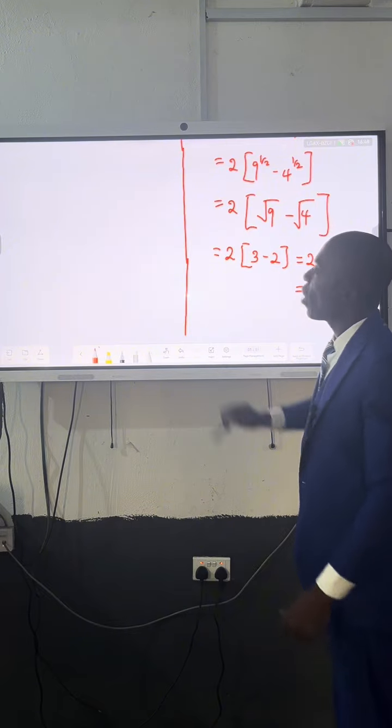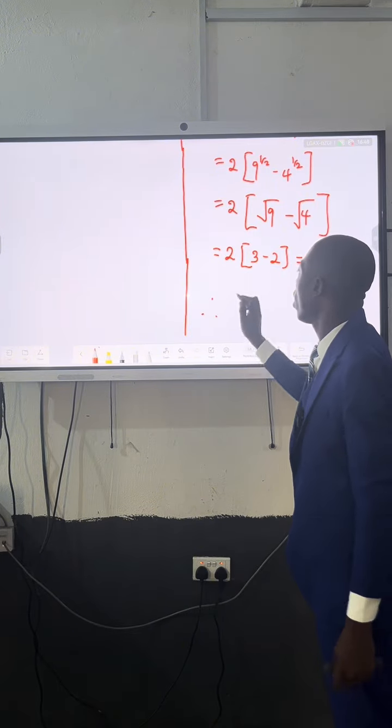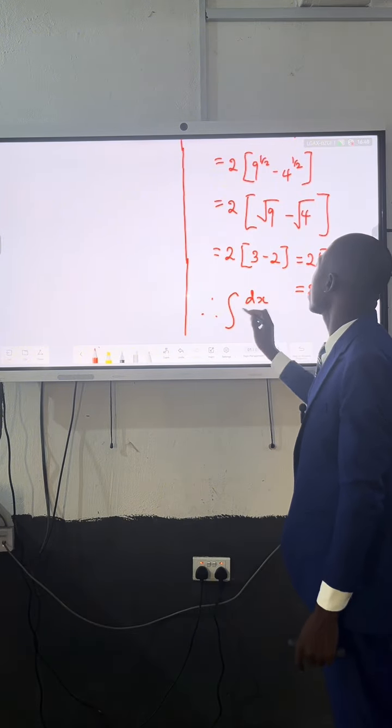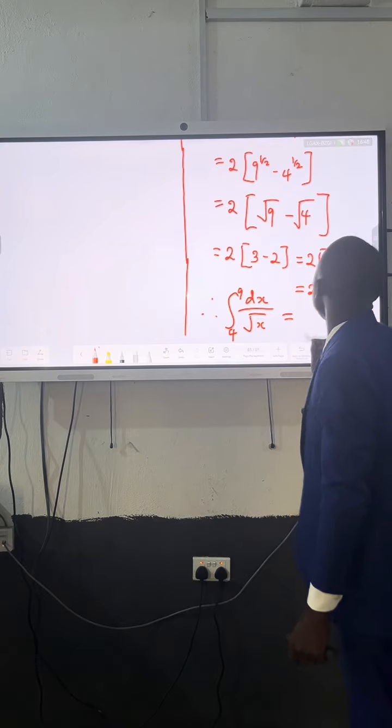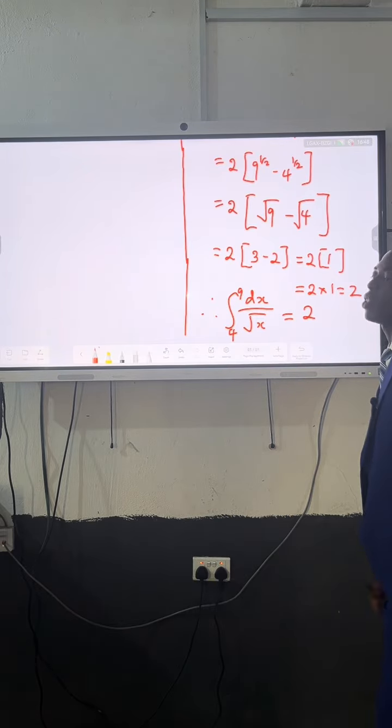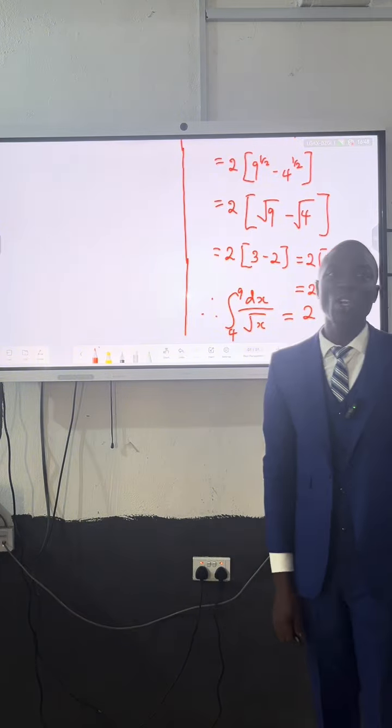Now, to show that we are very organized, we say therefore the integral dx of square root of x from 4 to 9 is actually 2, and the job is done. So this is how we address a question of this kind.